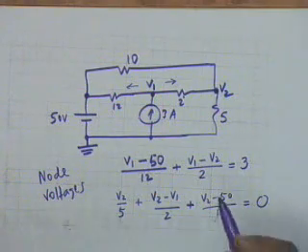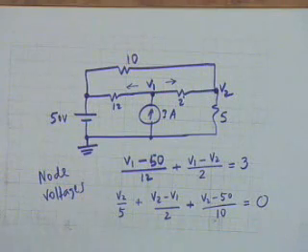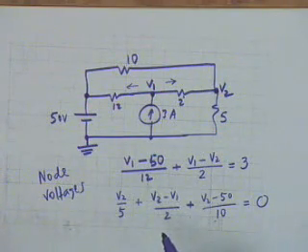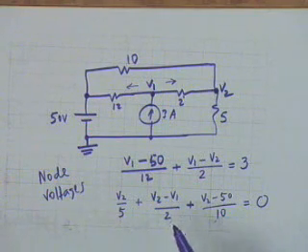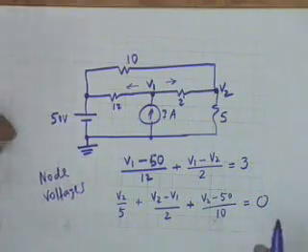Therefore, if we clear this of fractions, we shall get two equations in V1 and V2, which we can now solve. Do you want me to carry out this algebra, or we can skip it? I want to know the answer though next time.